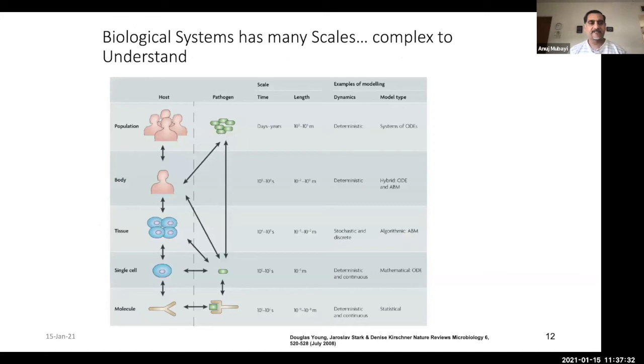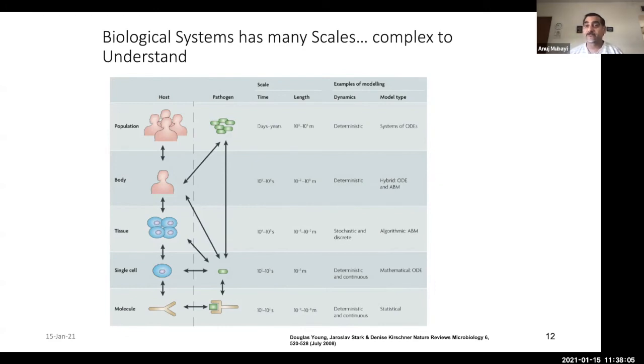Now, scales are very critical. When you model, the scales become very, very critical, whether we are talking about a molecule level, single cell level, tissue level, body level, or a population level. There are different model types used in each category, but the scales of the sizes are different. And when we talk about sizes, then the times are different too.